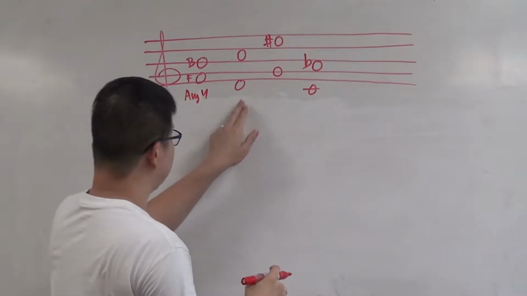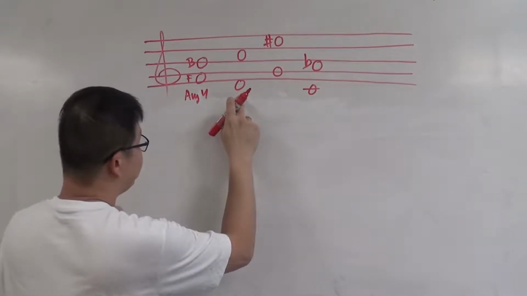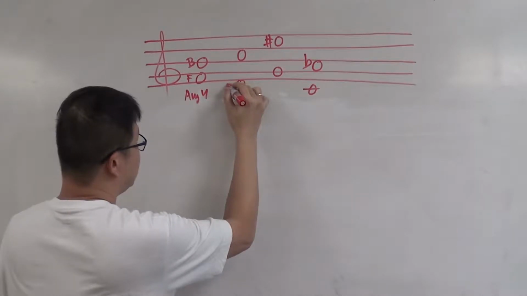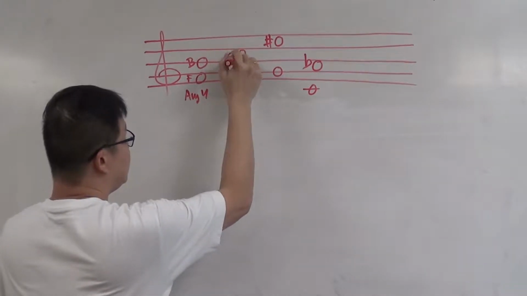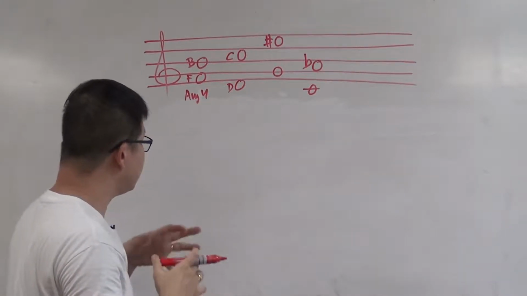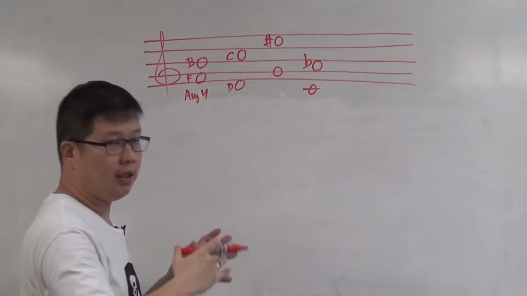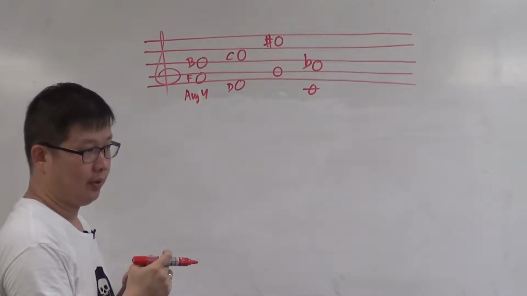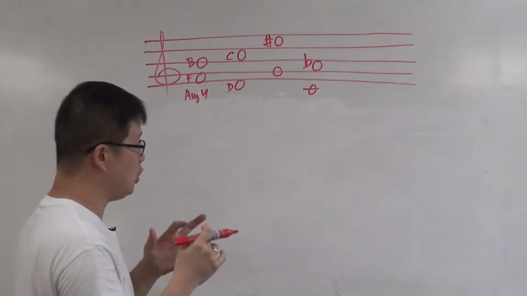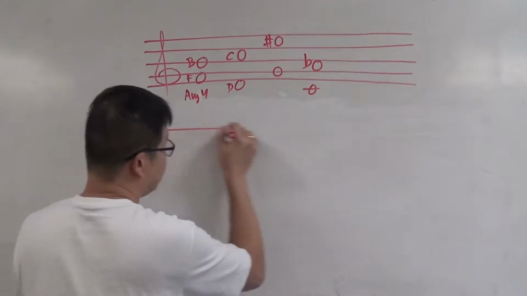Now let's see the second example. What note is this? This is D, this is C. So what is the interval between C to D? Same thing. If you are not very sure, what you need to do is draw the scale.